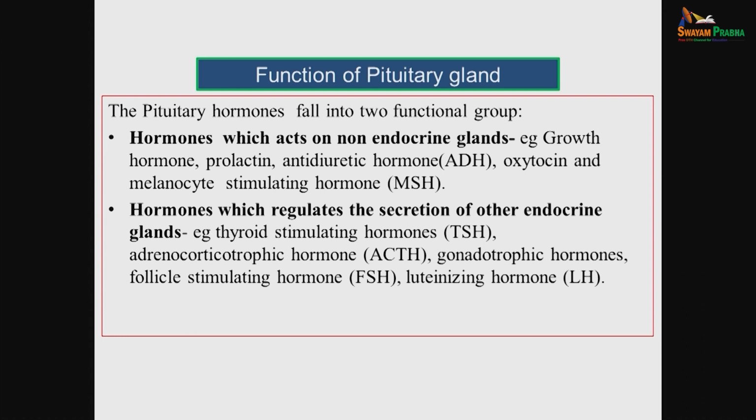The pituitary hormones fall into two functional groups. The hormones which act on non-endocrine glands, for example the growth hormone which acts on the skeletal system, the prolactin which acts on the mammary gland and uterus in pregnant and lactating women, antidiuretic hormone which acts on the kidney tubules, oxytocin which again acts on the uterus and the mammary gland, melanocyte stimulating hormone which acts on the skin to produce melanin.